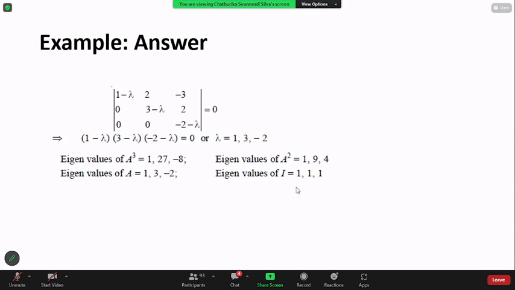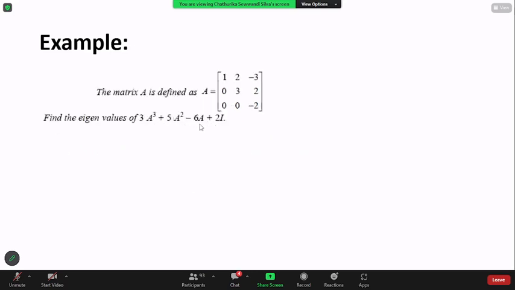Right? And also please remember that the eigenvalues of the identity matrix are 1, and if it is 3 by 3, there are three ones. If it is 4 by 4, that is four ones, likewise. If it is 2 by 2, two ones. Right? So with this, this is our original question: find the eigenvalues of 3A cubed plus 5A squared minus 6A plus 2I.